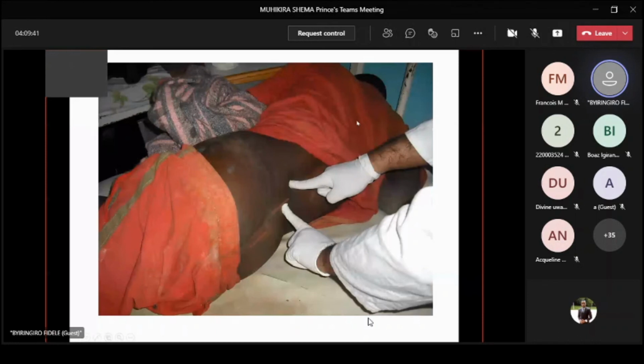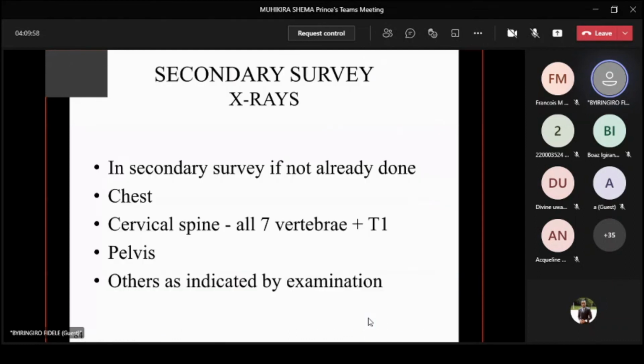Okay, you see a deformity. This means there is a fracture somewhere here. That's something you have to look at before you go on for other surveys. So then you start trauma investigations. You do x-rays quickly, a chest, a cervical, a pelvis. And I think that's the end of our course.